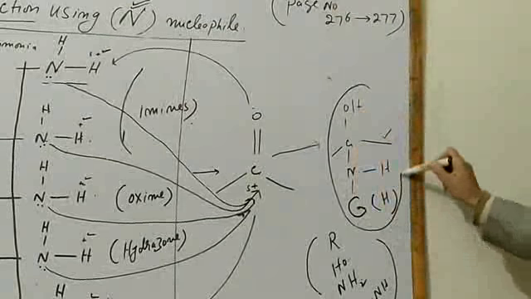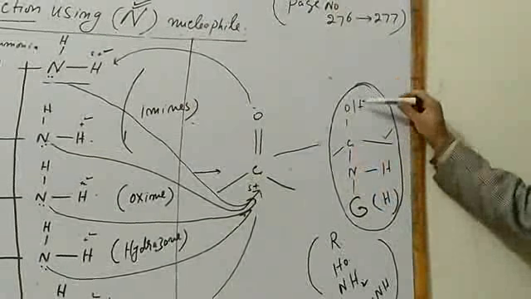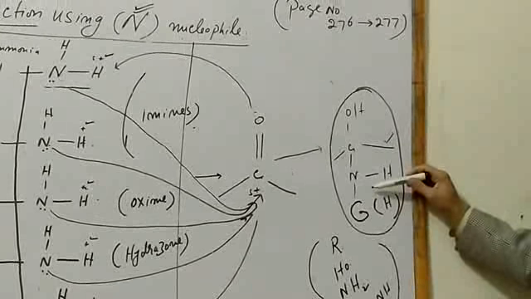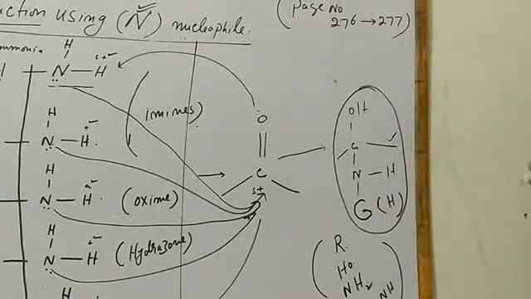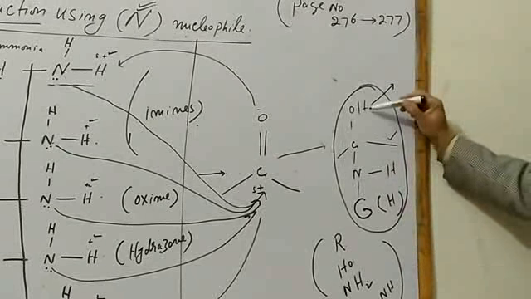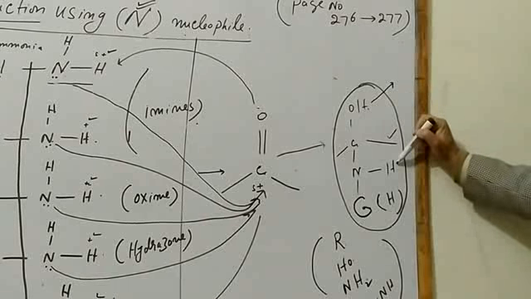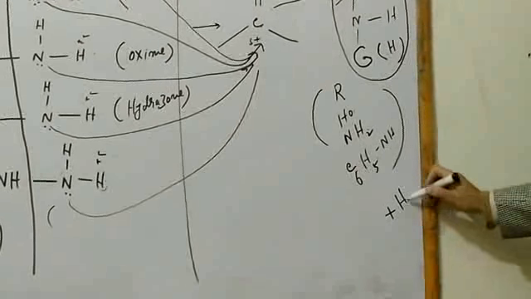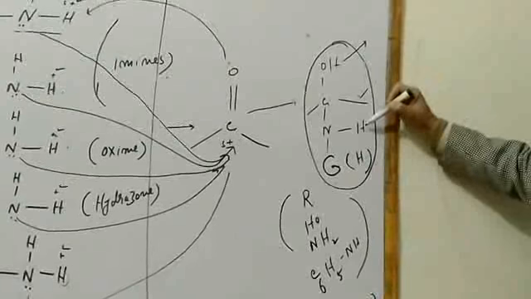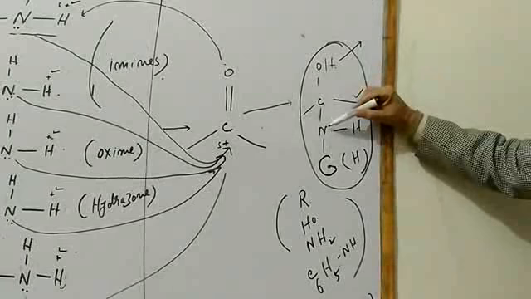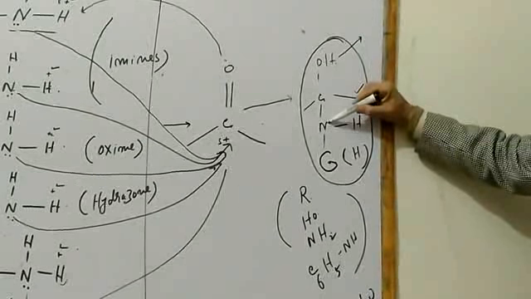This respective intermediate. Now this respective intermediate will give the final product. How? In certain cases, OH will be removed from here, H will be removed from here. What will you get? You will get water. OH will be removed from here, H will be removed from here. You will get a double bond between carbon and nitrogen.